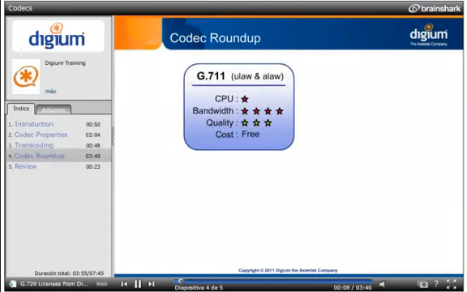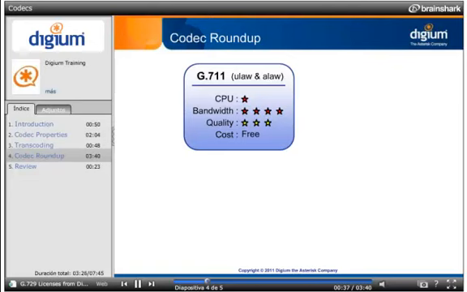G.711 is the most ubiquitous in the telephone world because it was the first widely supported codec and is still in use on the PSTN. The two variants of G.711, MuLaw and A-Law, are very similar. MuLaw is the default in North America, and A-Law is the default for Europe and most of the rest of the world. It is a simple, uncompressed codec that uses a lot of bandwidth but gives decent audio quality. It's free to use, and it is the forefather of many other audio codecs.